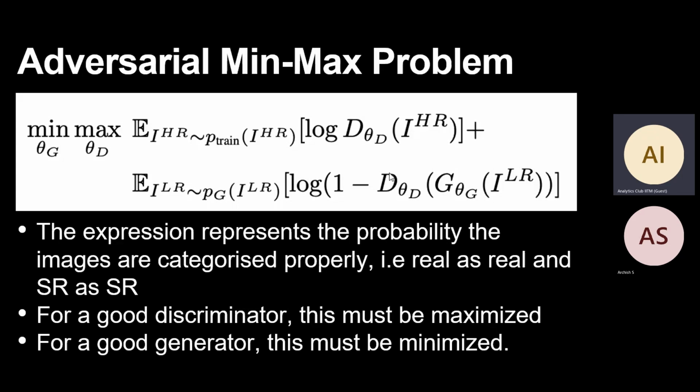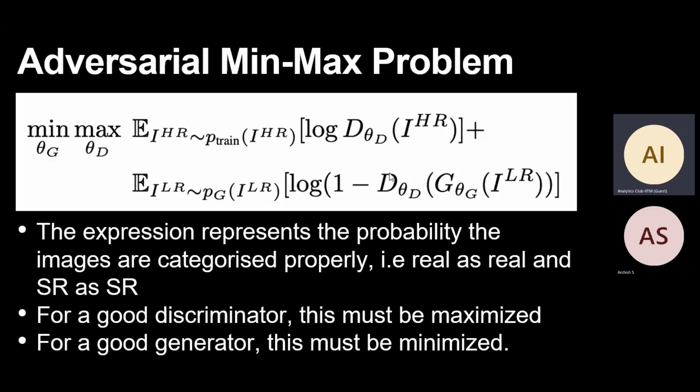Can anyone take a guess at what HR and LR mean? Just a blind guess. Yeah, so HR stands for higher resolution, LR stands for lower resolution. D represents the discriminator, G represents the generator. D of I_HR means the probability that the discriminator thinks that particular image is real. G of I_LR is the generator's output for the lower resolution image. And D of that is the probability that the discriminator thinks that image is real. So that's what the problem is.